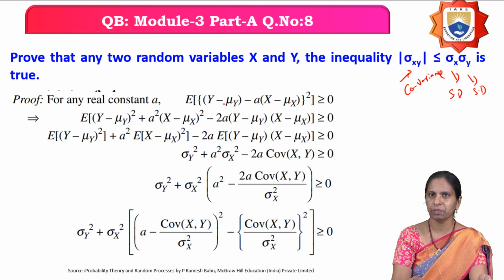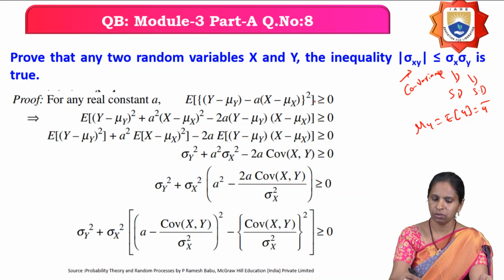Expectation of y minus mu y. What is mu y here? The mean of the random variable y, nothing but y bar only, minus a into x minus mu x, whole square. So this is the expectation of y minus y bar minus a into x minus x bar, whole square.